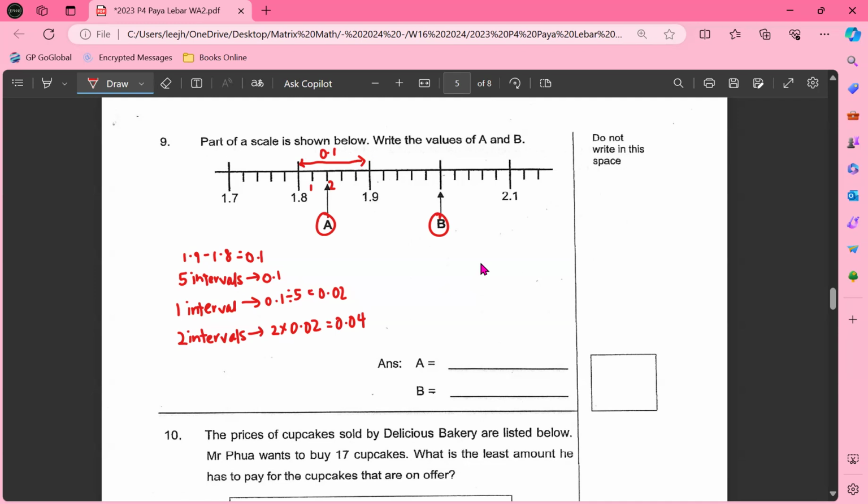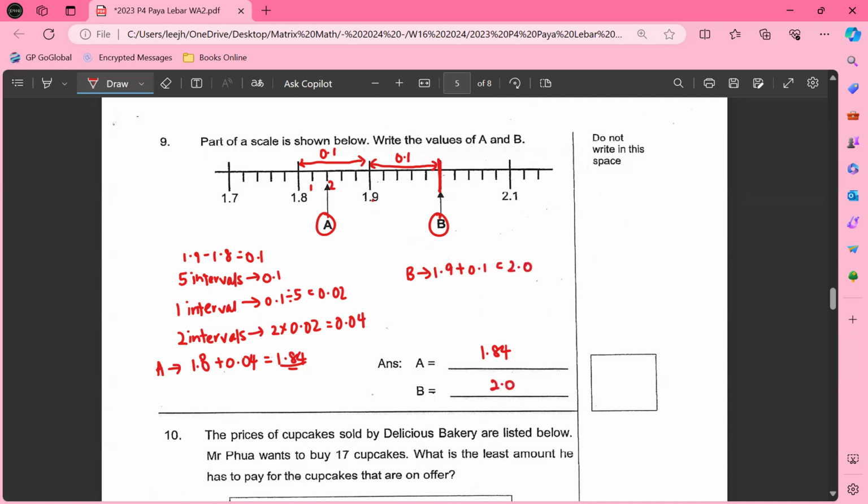So how do we find the total? It's after 1.8, right? So for A, you take 1.8 plus 0.04. Your answer is 1.84. So A is 1.84. B is very simple. B is just right here, which is this 1.9. So the other reading is just plus another 0.1. Very straightforward. So B will be 1.9 plus 0.1. Your answer will be 2.0.